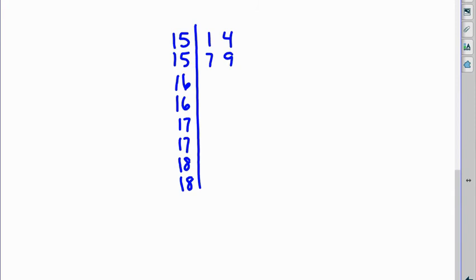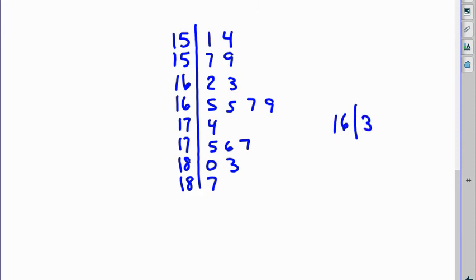So now the 16s, there was a 2, a 3, 5, 5, 7, 9, 4, 5, 6, 7, 0, 3, and 7. Again, I need to have a key. It doesn't have to be the 15 one. I could do any one that I want, as long as I have units and a title.